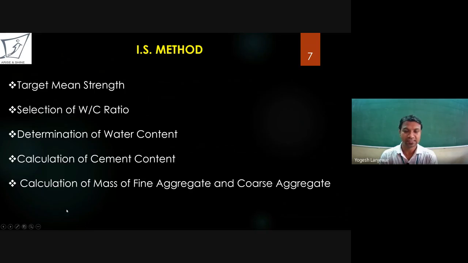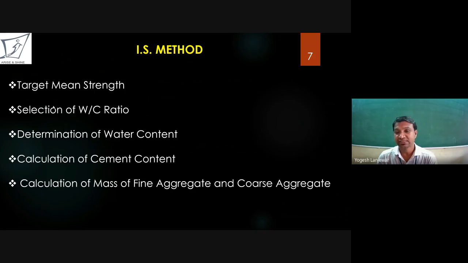Next, these are the targets, or we can say the steps which we have to achieve as far as the IS 10262:2009 method is concerned. In IS 10262:2009, all the steps are given in detail. So the very first step is target mean strength. Target mean strength is equal to the characteristic strength plus K into S, where K is equal to 1.65 and S is nothing but the standard deviation.